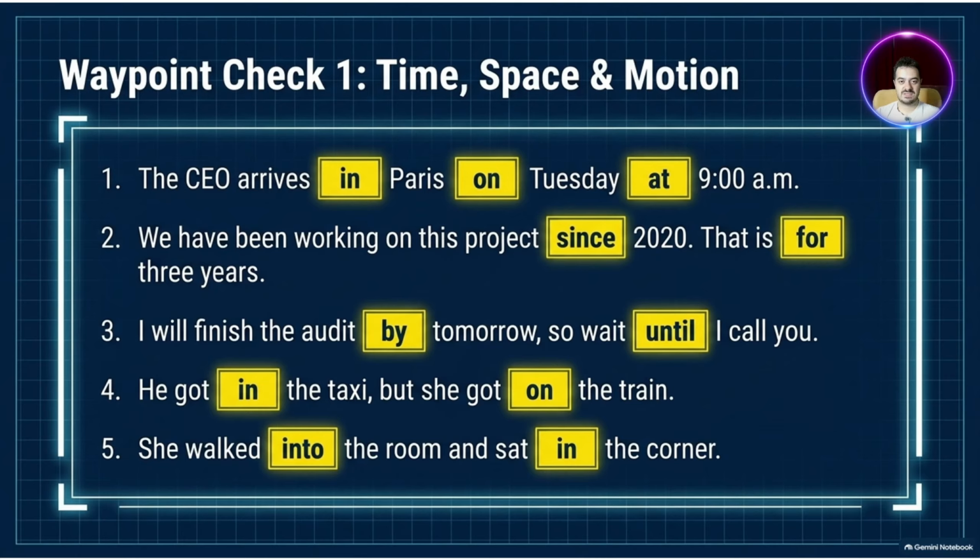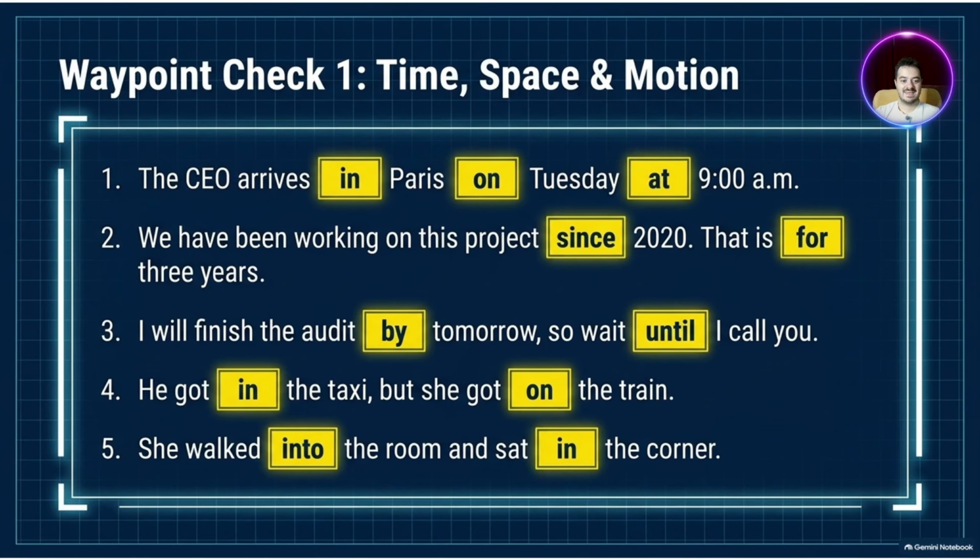In this case, we use the word by because that's a hard deadline. So before tomorrow arrives, I will have finished that audit. So wait until I call you. And we use until here because we want to show the soft deadline for you waiting.